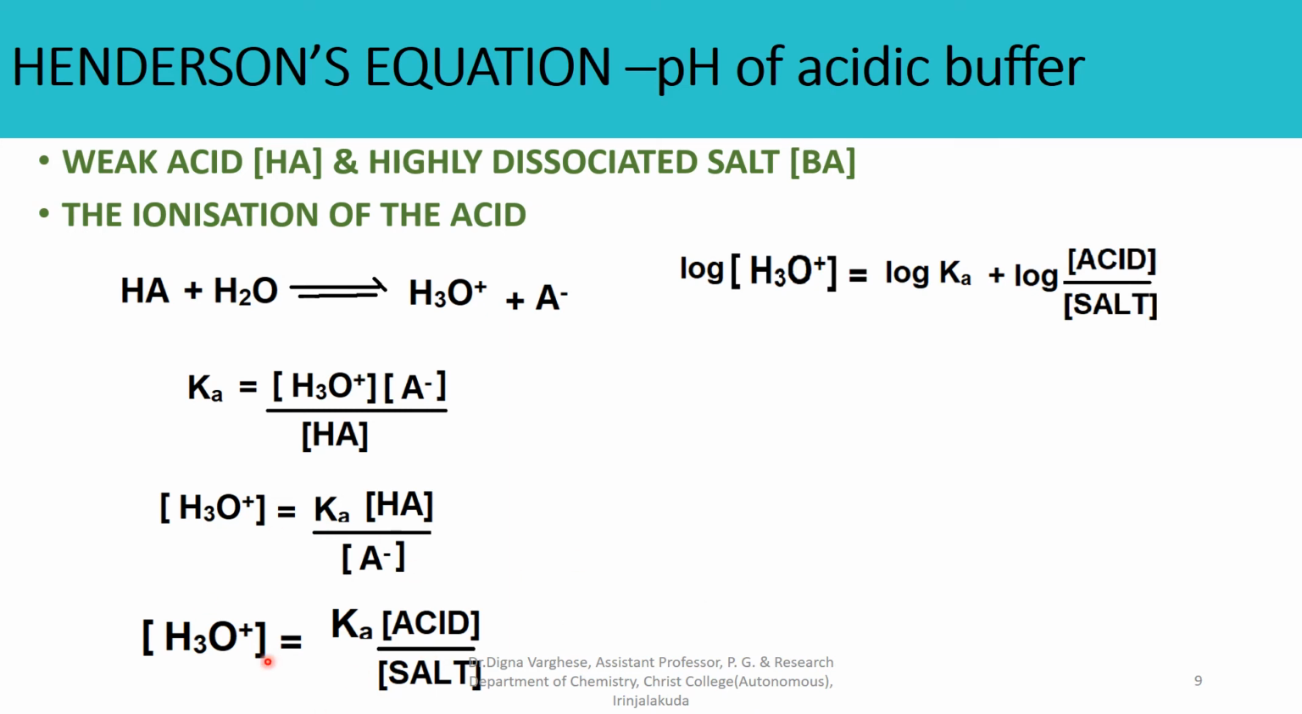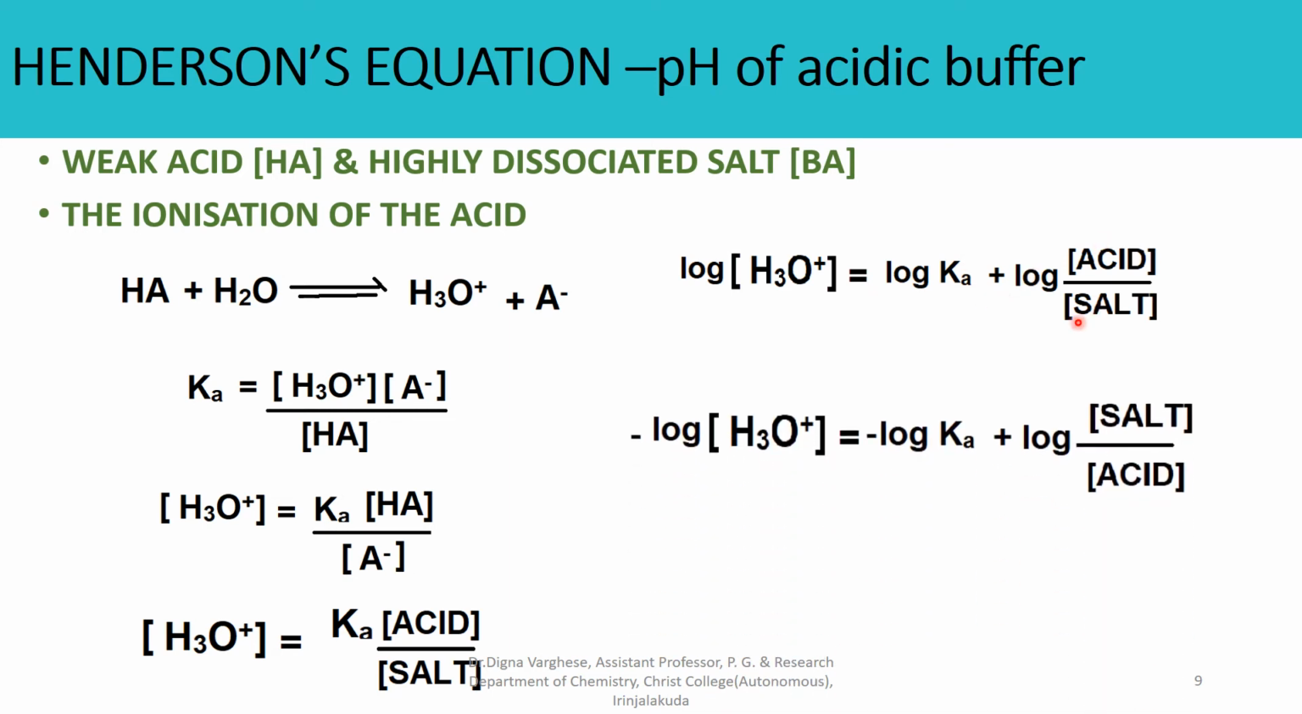Taking logarithm on both sides, log hydronium ion is equal to log Ka plus log acid by salt. Taking negative on both the sides, negative logarithm H3O plus is equal to minus log Ka plus log acid by salt.